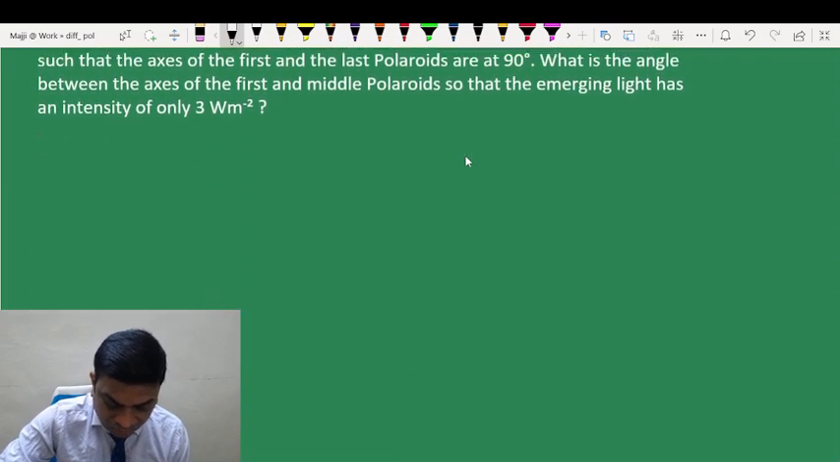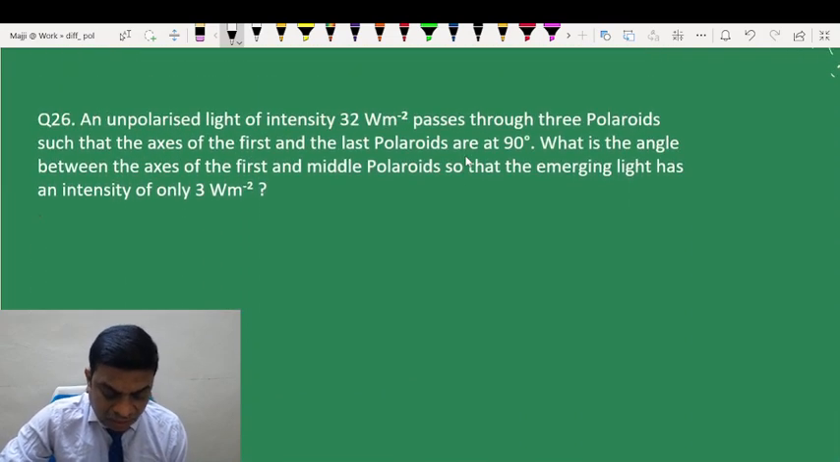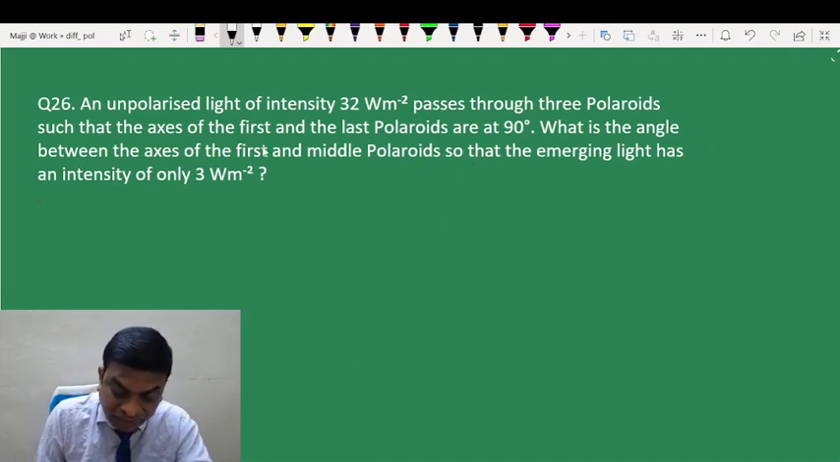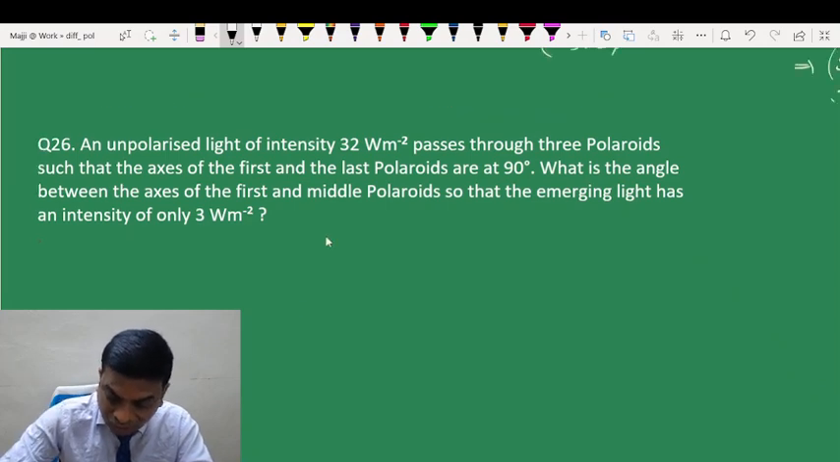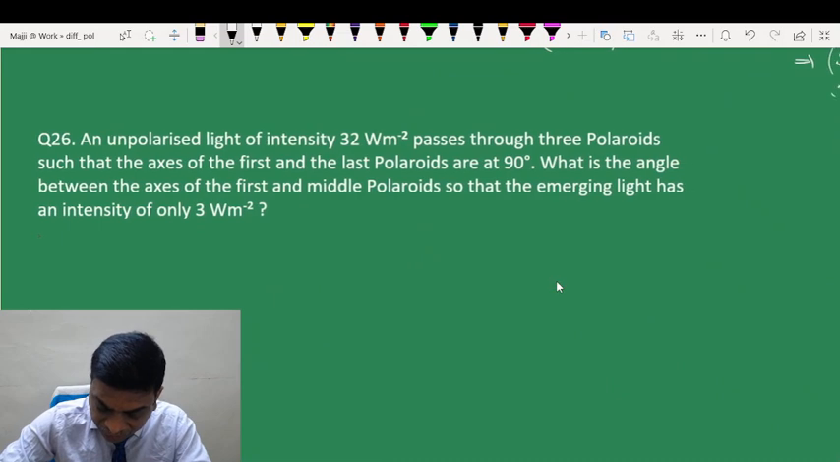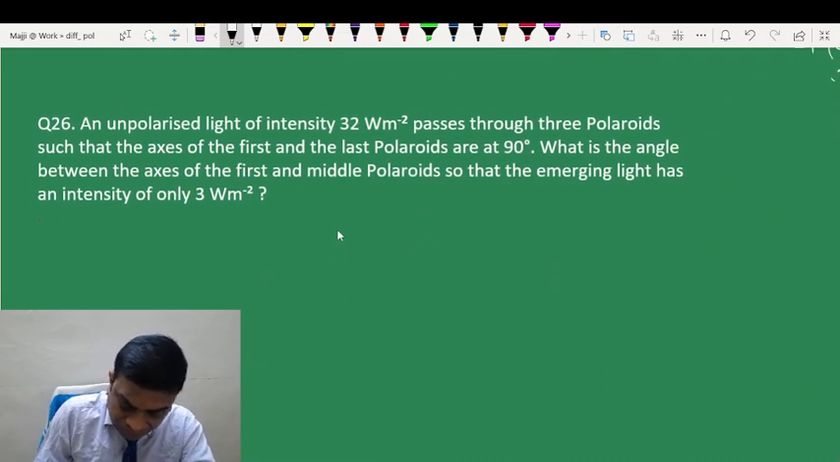then probably the last question. An unpolarized light of intensity this much passes through 3 Polaroids such that the axes of the first and last Polaroids are at right angles. What is the angle between the axis of the first and middle Polaroid so that the emerging light has an intensity of only this much? So just now we'll be using this equation, students. Okay, I naught cos square theta sin square theta, where theta we have to find.